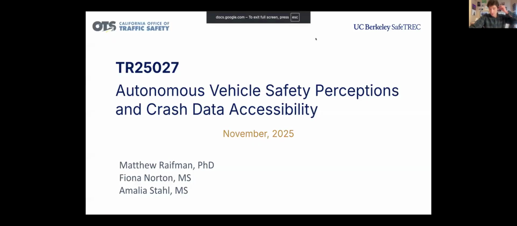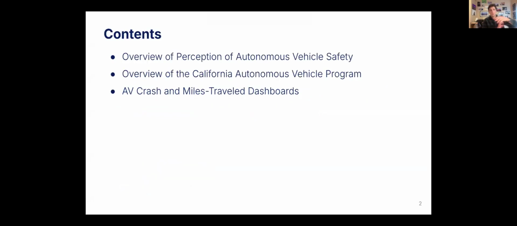Hello, everyone. My name is Matt Rafemans. I'm a researcher at UC Berkeley. We're all three of us within the SafeTrack organization within UC Berkeley ITS and Public Health. It's a joint center. So we're going to be talking about AV safety perceptions and crash data accessibility. I'm going to first go through an overview of AV safety, perceptions of safety, and the California Autonomous Vehicle Program for those who are not aware of it. And then I'll hand it off to Fiona to do a demo of our GIS dashboards.